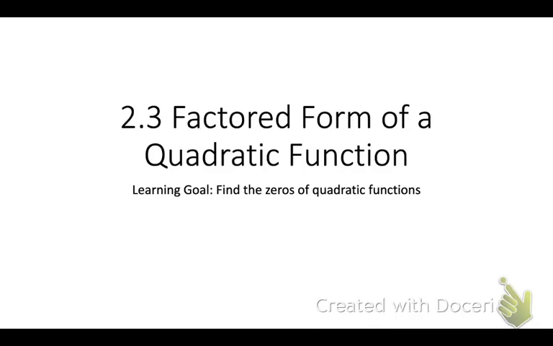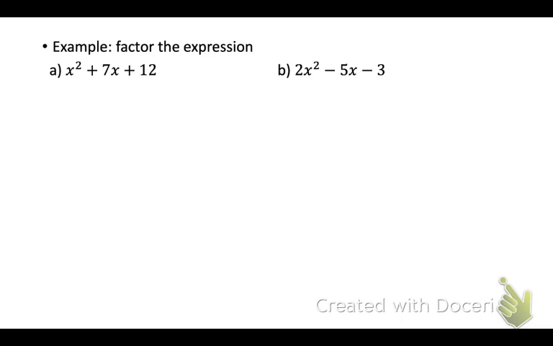Okay, 2.3 factored form of quadratic function. We are going to factor and find zeros in order to graph. So we've found the vertex and then just another point. We've had the vertex form and we've graphed that way. Now this is another method that you can use when it is in standard form. It won't always work because your x-intercepts aren't always nice. It doesn't always have x-intercepts.